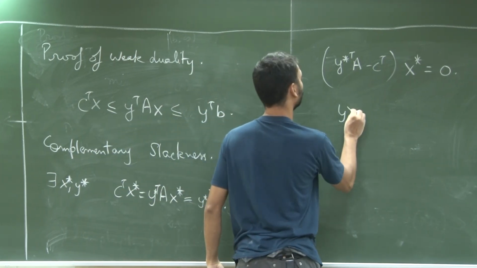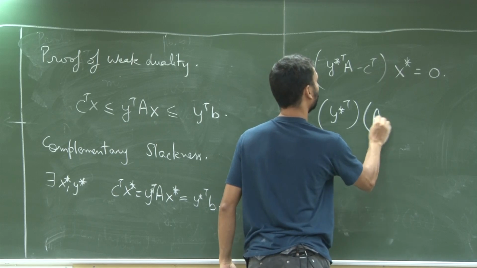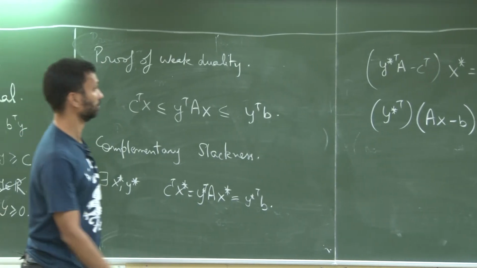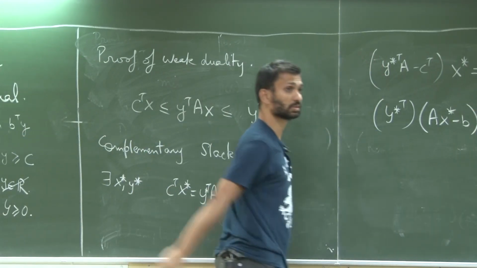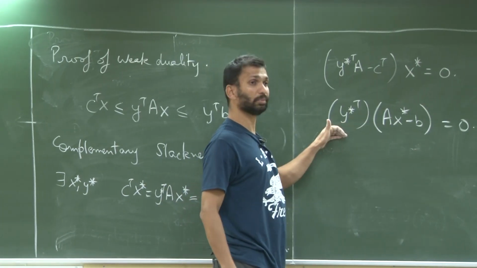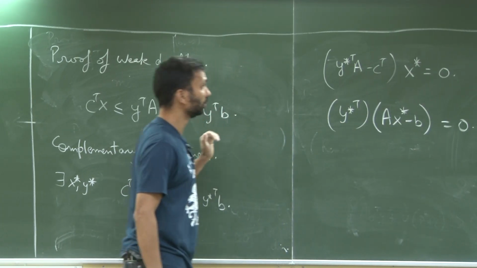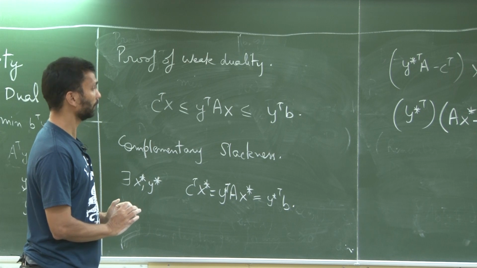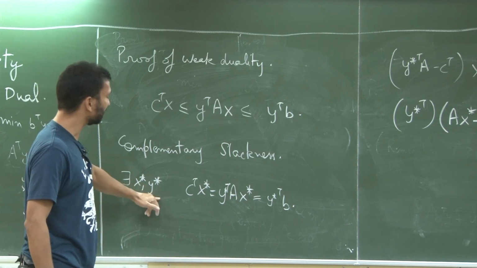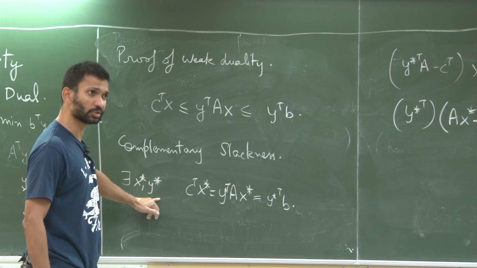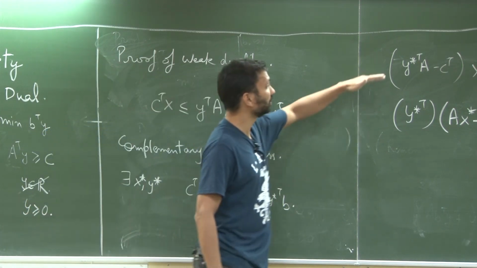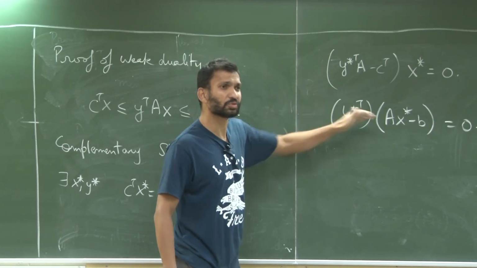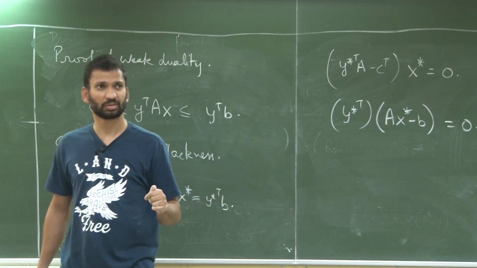Similarly, constraints of primal multiplied by variables. Okay. So now, what you know is that if X star and Y star are optimal solutions, then these things will happen. What if X star and Y star satisfy these conditions? What do we know?